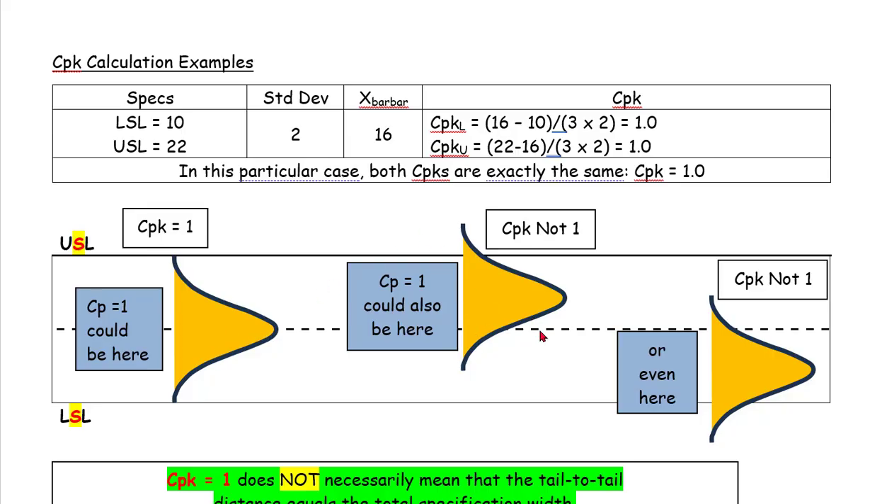Now, let's say our process average is shifted up here. Again, the different shapes are the same width. The CP is still 1. But the CPK is going to be lower than 1 because it is not perfectly centered. Similarly, CP is also 1 here. Again, it doesn't take into account where it's at with regard to the process center line, but the CPK is not going to be 1.